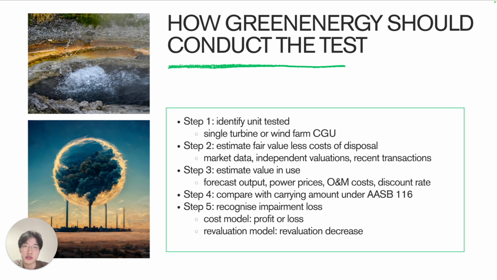Step 5 is to recognize the impairment loss. Under the cost model, the loss is recorded in profit or loss. Under the revaluation model, it's treated as a revaluation decrease, reducing any revaluation surplus related to the turbine before affecting profit or loss.